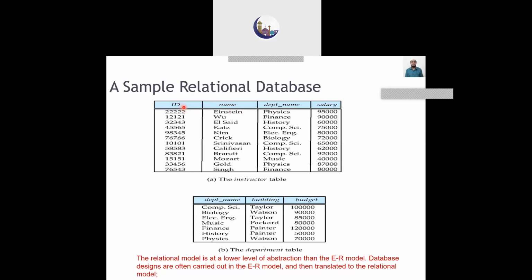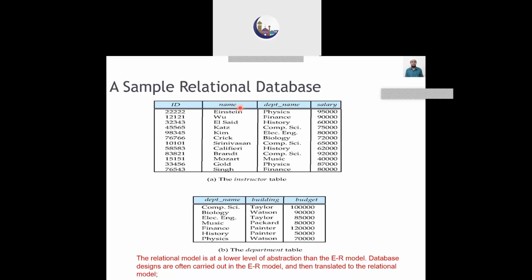But whenever you are defining those column names, you need to see what type of value can be stored inside it. For example, here all look numerical, so I will define this ID as numerical. Over here, all are characters, so I will define this name as a character type. So that is one thing.